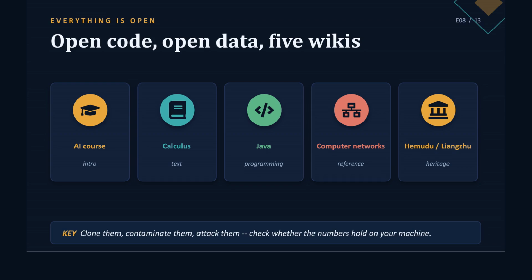And we are not asking you to take any of this on faith. The code is open. The data is open. 5 complete knowledge bases ship with the work: an introductory AI course, a calculus text, a Java programming guide, a computer networks reference, and a cultural heritage wiki for the Himudu and Liangzhu sites. They span the easy cases and the hard ones on purpose. Clone them, break them, contaminate them, attack them, and check whether our numbers hold on your machine.